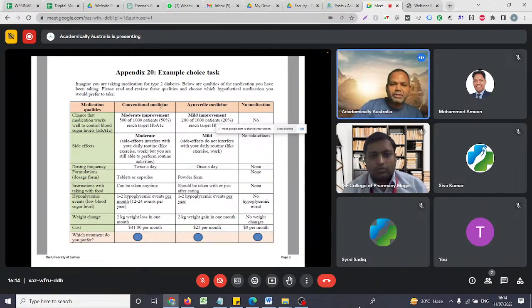Based on these factors, the patient will read and select the medication: conventional medication, Ayurvedic medicine, or no medication. So we basically give three choices to a patient: conventional medicine, for example metformin, or Ayurvedic medicine if they want to use it, or no medication. This is one of the choice examples.